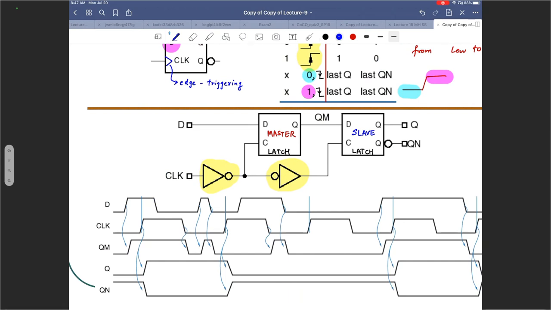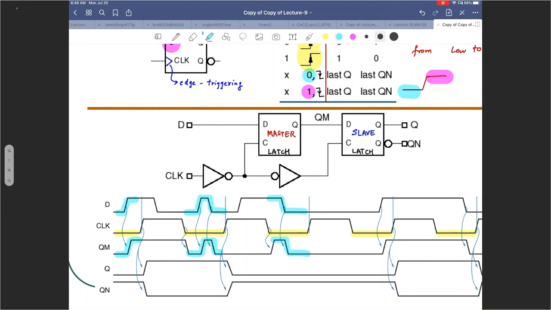So when is clock 0? Let me highlight the times when clock is 0 here. Clock is 0 here, clock is 0 here, clock is 0 here, here, and here. So when clock is 0, QM follows D. So whatever you see in D during that time, QM will follow that. Over here, D is this, so QM will be that. And D is this, so QM was 0, so it immediately has to change to 1. And that.